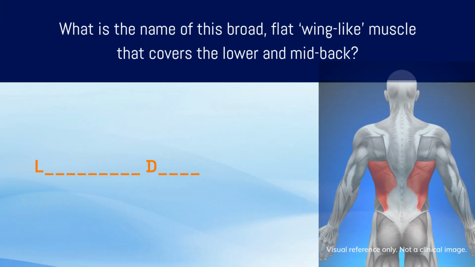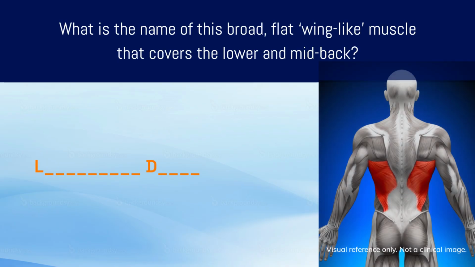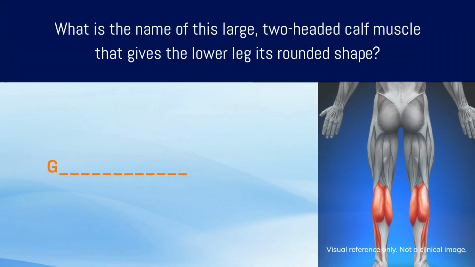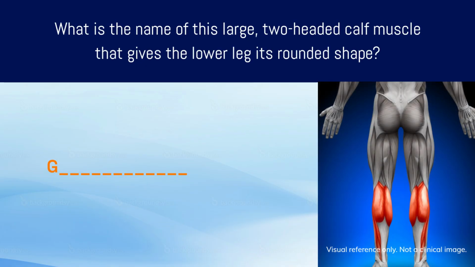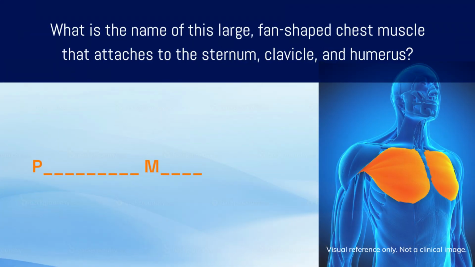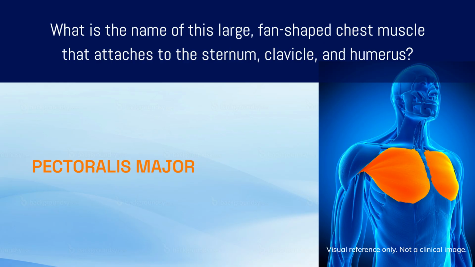What is the name of this broad, flat wing-like muscle that covers the lower and mid-back? Latissimus dorsi. What is the name of this large, two-headed calf muscle that gives the lower leg its rounded shape? Gastrocnemius. What is the name of this large, fan-shaped chest muscle that attaches to the sternum, clavicle, and humerus? Pectoralis major.